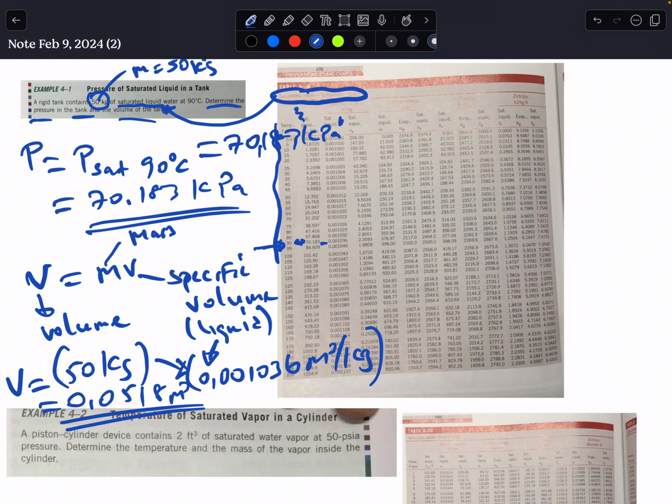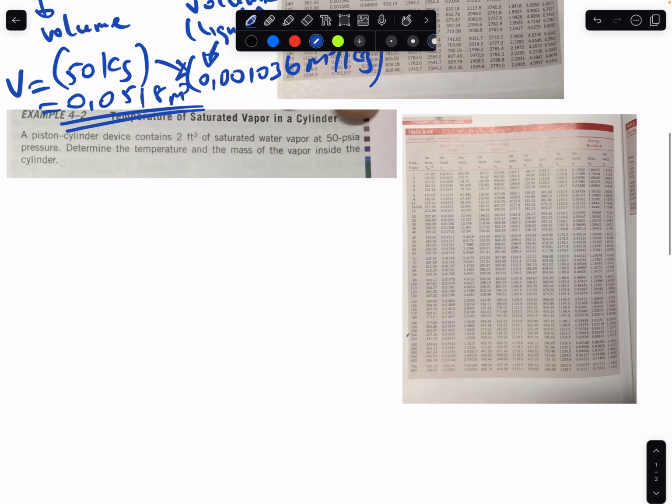So that becomes the solution. That's how we determine the volume and the pressure, by making use of the property table. So we are moving to the next question.